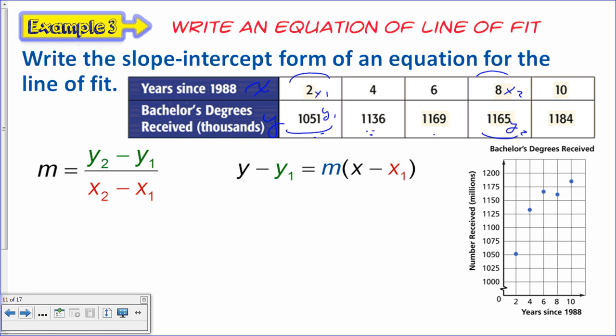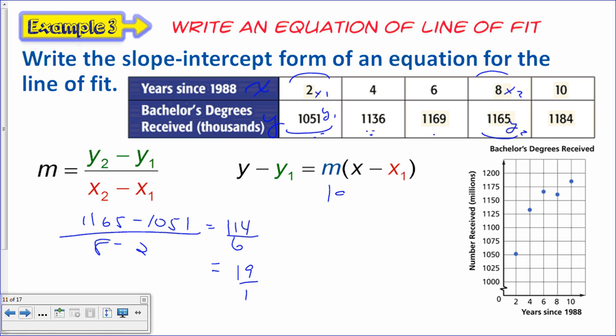Okay, so I've got 1165 minus 1051 over 8 minus 2. Somebody do this for me on the calculator. 114. 114 over 6. Reduce that to be 19. Okay, so I'm going to put 19 there.